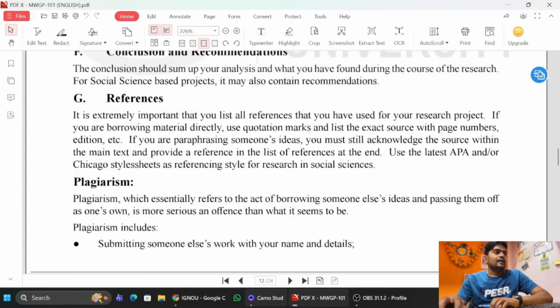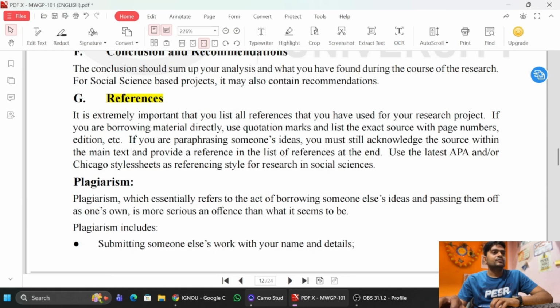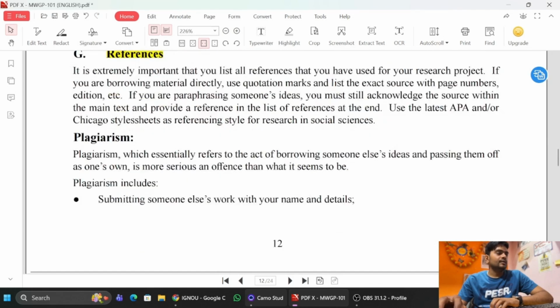Okay, and at last you have to write references. For references, I already told you that you should write in APA format. This is what the guideline is saying. You can see here, I already told you while explaining the synopsis. Okay, APA. And the most important thing is plagiarism.